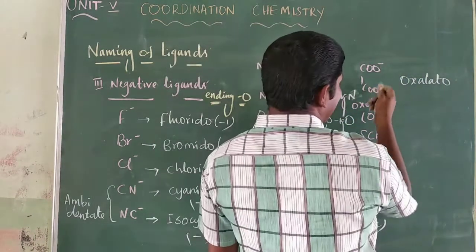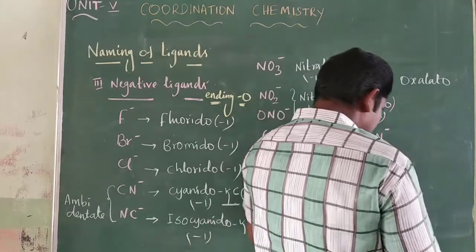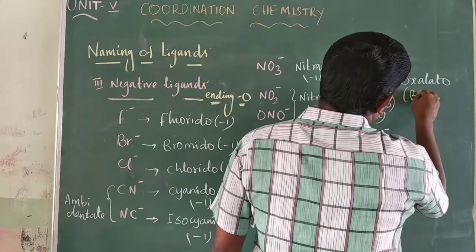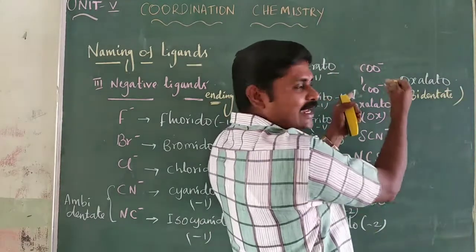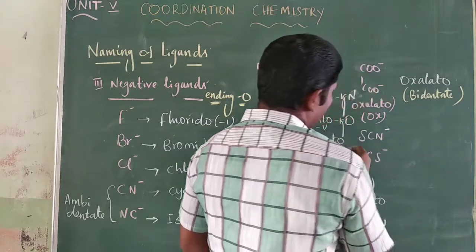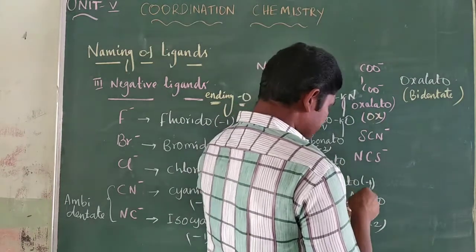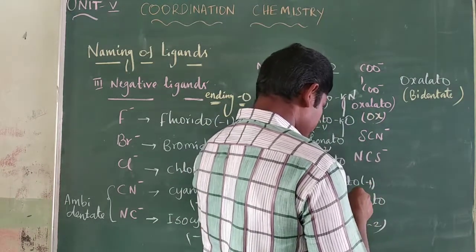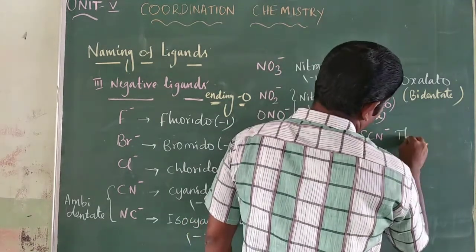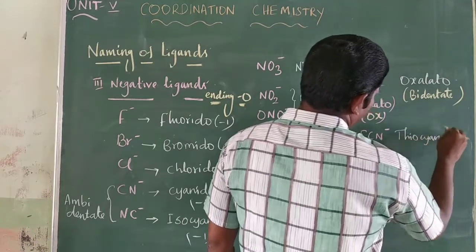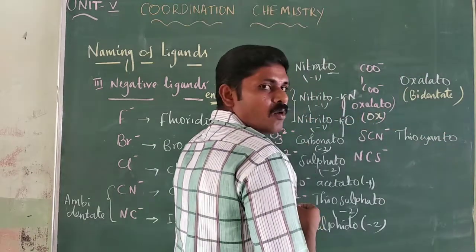Oxalate is a bidentate ligand. The ligand contains two donor oxygen atoms. So oxalate is a bidentate negative ligand. In a complex it is indicated as ox. Thiocyanate.